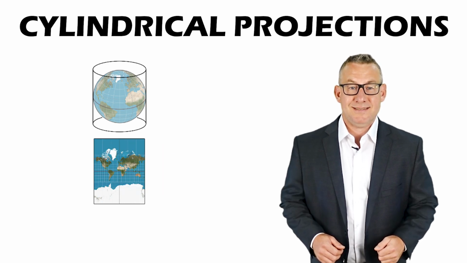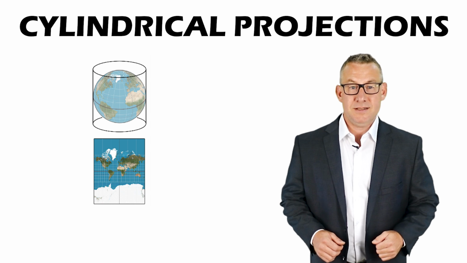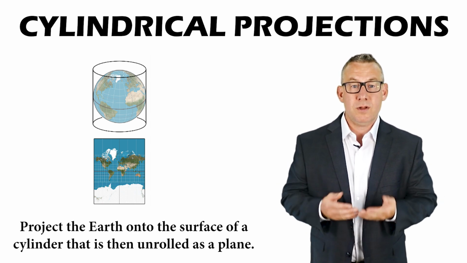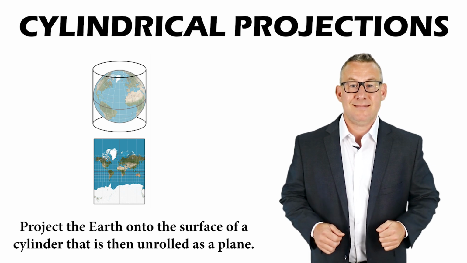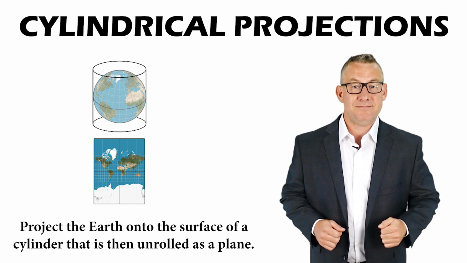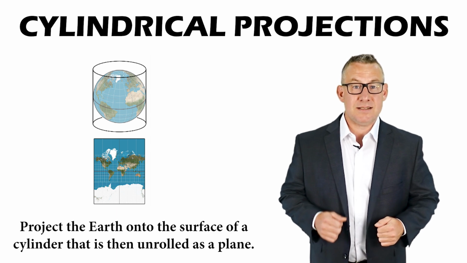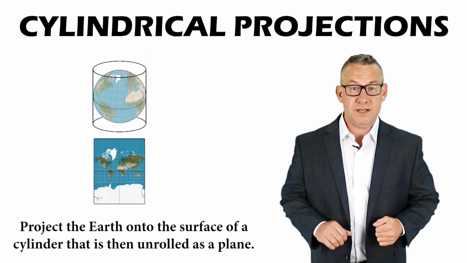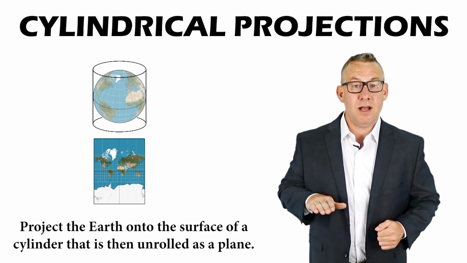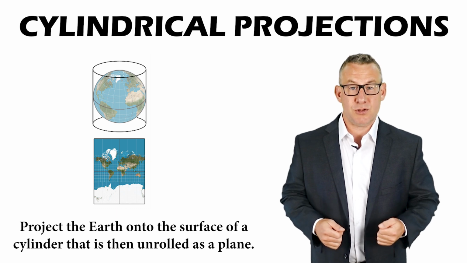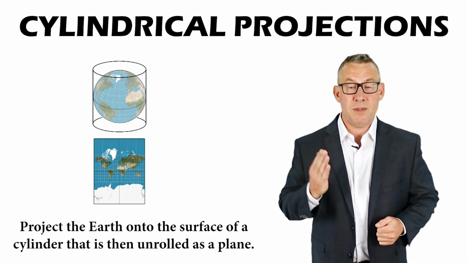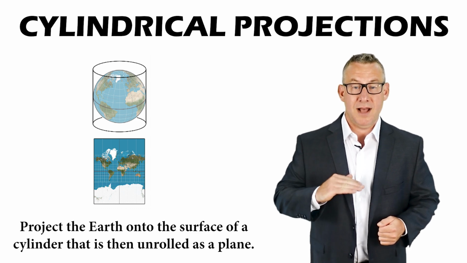Cylindrical projections. Cylindrical projections project the Earth onto the surface of a cylinder that is then unrolled into a plane. Cylindrical projections preserve area and shape. Distance gets distorted on the upper and lower regions of the map. Meridians and parallels are straight on a cylindrical projection. Meridians are equally spaced, while parallels are not.